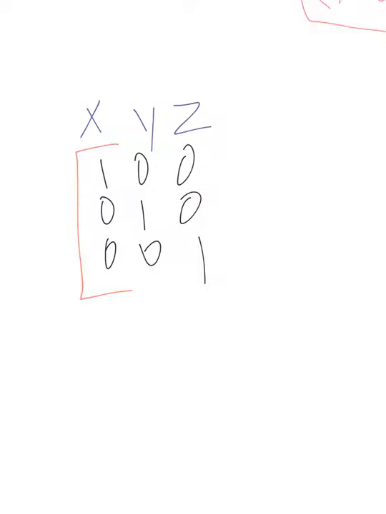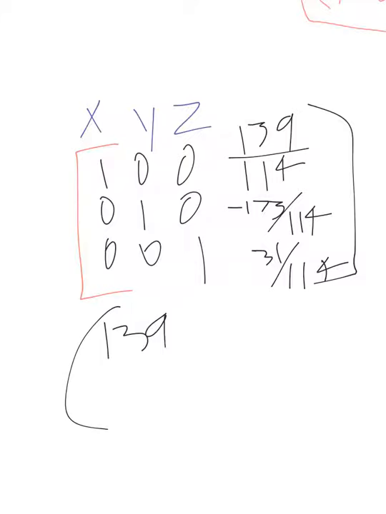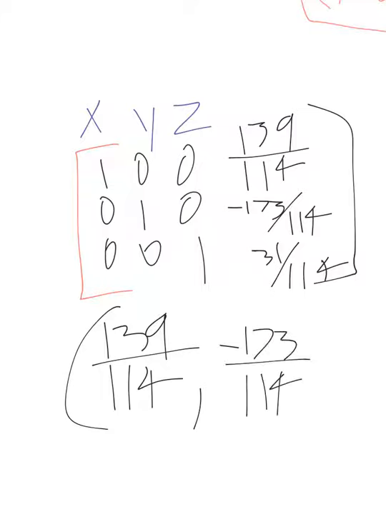So this matrix in particular had kind of a weird answer. But we get 139 over 114 for x. You get negative 173 over 114 for y. And then for z, you get 31 over 114. But yeah, and then you can just restate it as an ordered triple, meaning put the x number first, y number second, z number third. And that's really all there is to it, okay? It's just knowing how to create your matrix, input it into the calculator, and then interpret the answer.